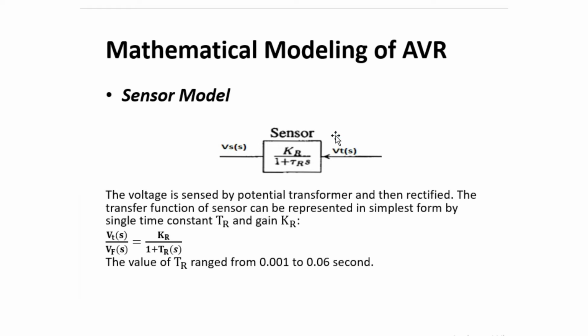For the input of the sensor we have chosen the terminal voltage, and the output of the sensor will be Vs. Therefore we have written down the transfer function as a function of the output Vs and the input Vt.